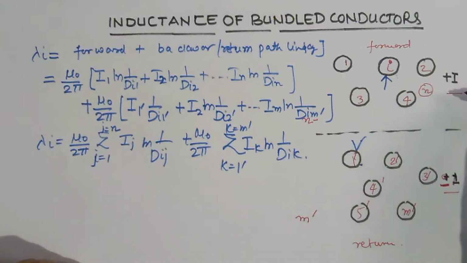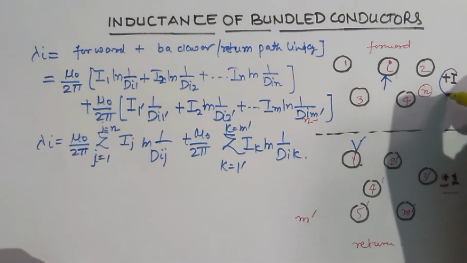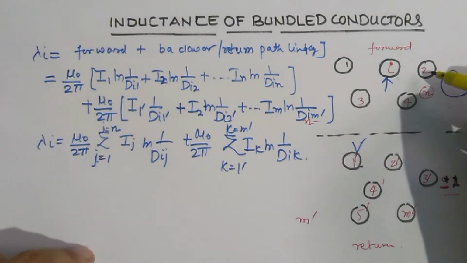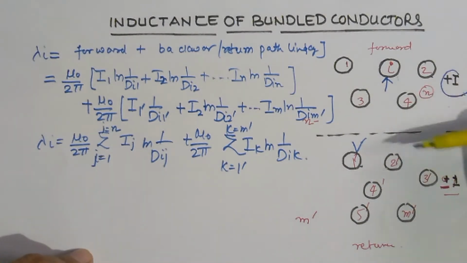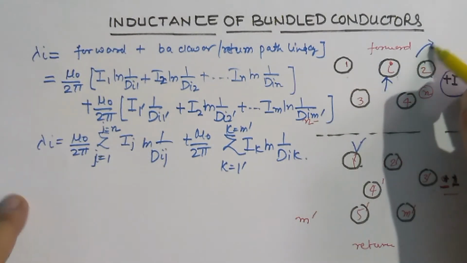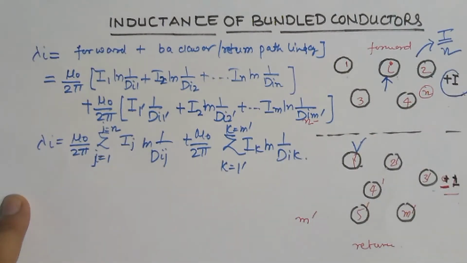Now we know that this forward path is carrying current I, and this current I is split into n number of conductors, and suppose each conductor in the forward path is carrying equal current, and similarly each conductor in the return path is also carrying the same current. So current in each conductor of the forward path will be equal to I by n, because there are n number of conductors. And similarly, current in each conductor of the return path will be equal to minus I by m dash, because there are m dash number of conductors in the return path.